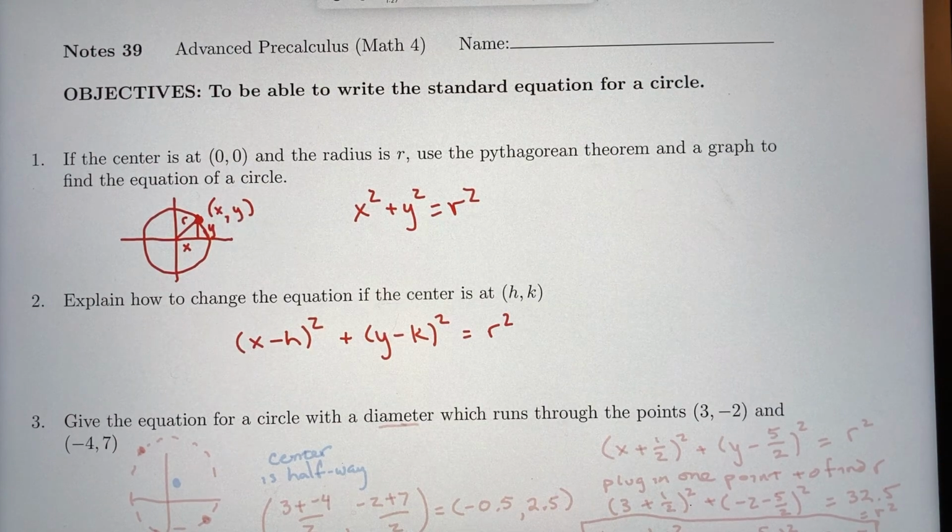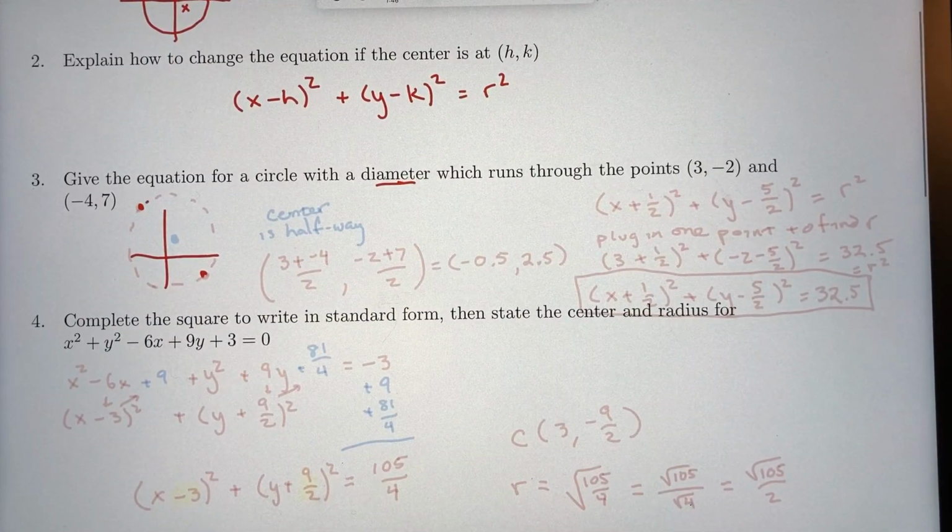Okay, so the few tricky things that we have, first of all, a diameter is twice the radius. If I have, let me just roughly plot points, 3, -2, and -4, 7. And this is my circle with a diameter going through there. The center is exactly halfway in between.